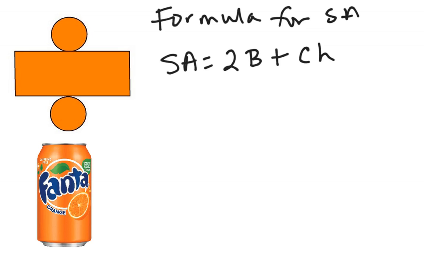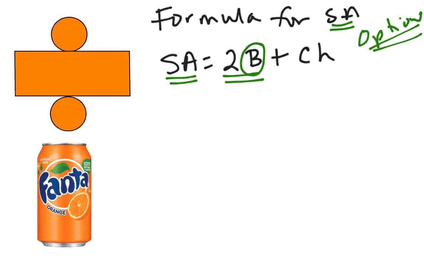Okay, and again, this is optional: the formula for surface area of a cylinder. Surface area equals 2 times the area of the base, exactly the same as any prism, plus, in a prism we had perimeter times height. Because we have circles here, we have circumference times height.